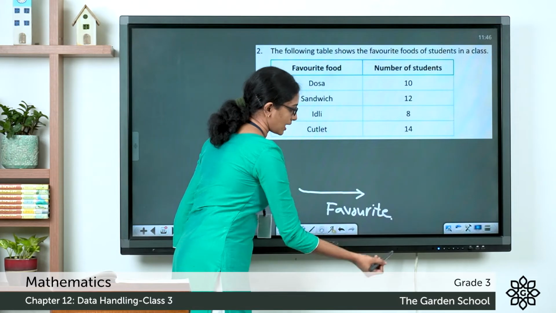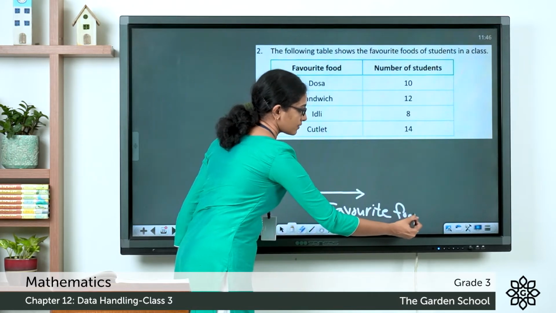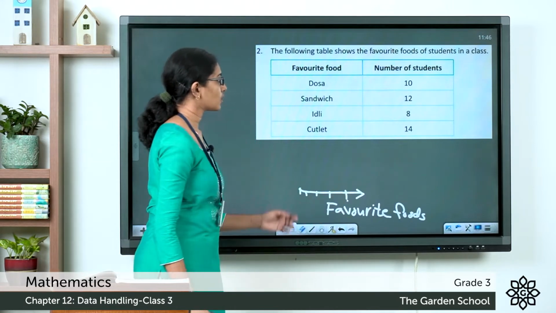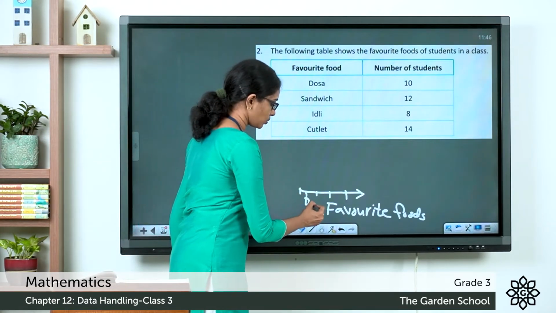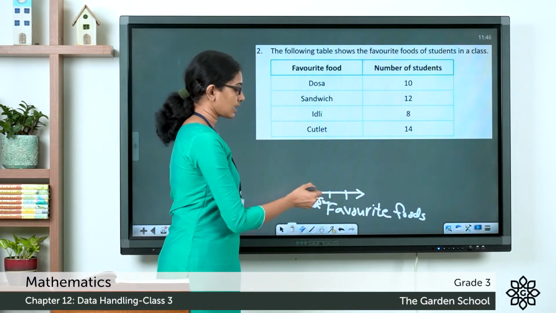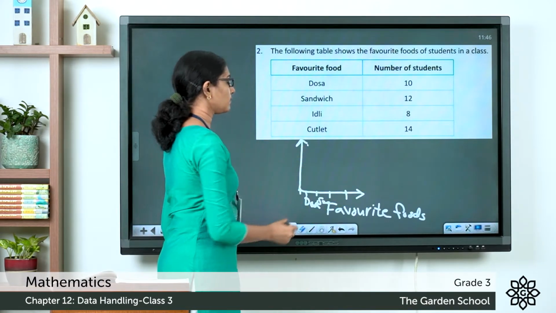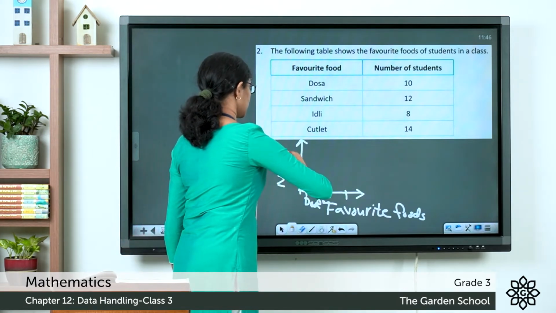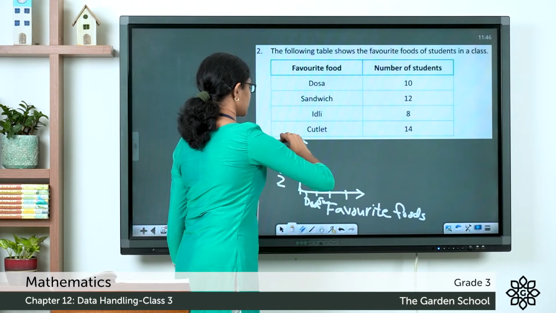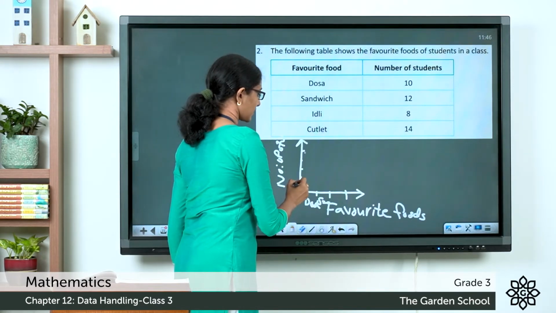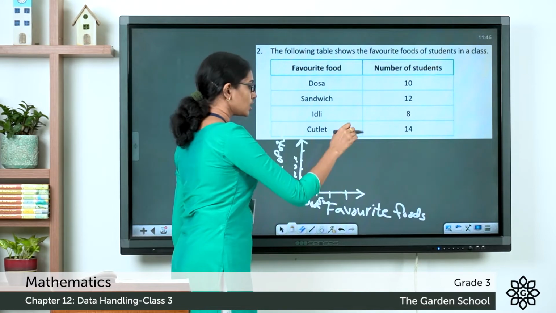So on the horizontal line will be favorite foods, and I'll have markings for each category of food items. So one will be dosa, the next will be sandwich, and so on. And on the vertical line, I'll have the number of students who like each food item. So on the vertical line, I may write number of students. And there I'll have markings to mark the number like 1, 2, 3, 4 and so on.